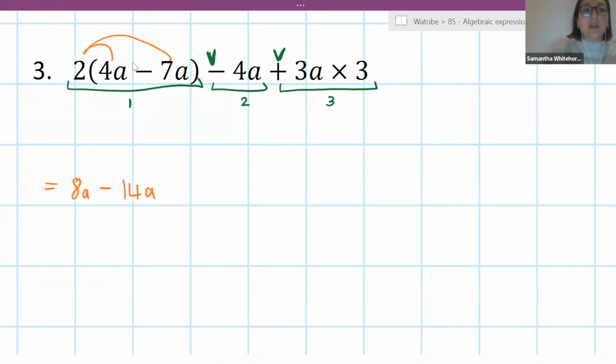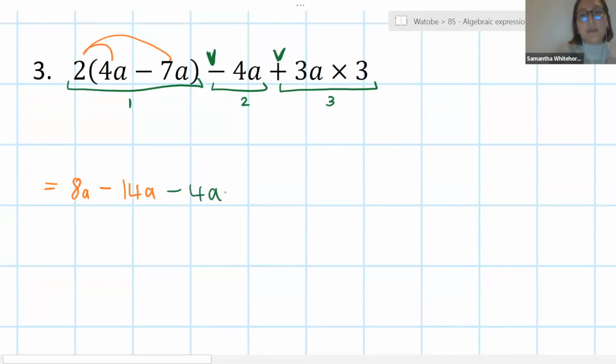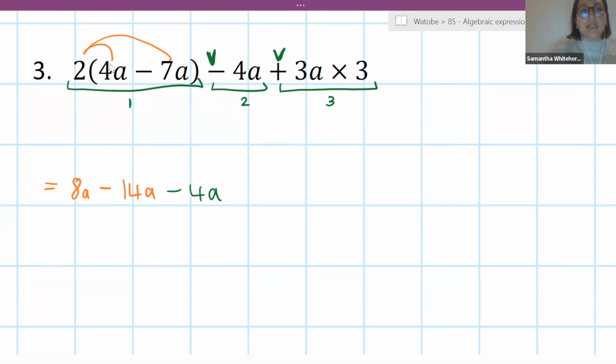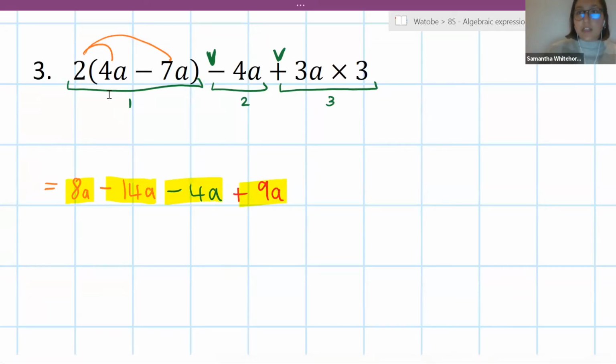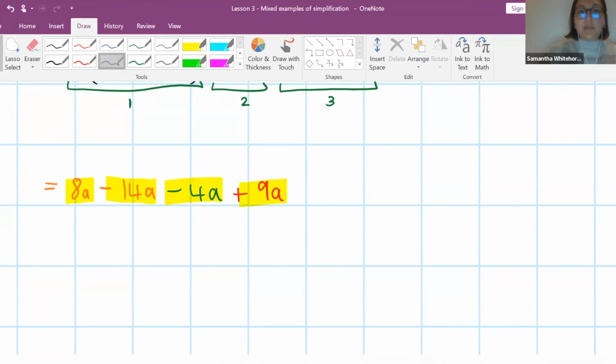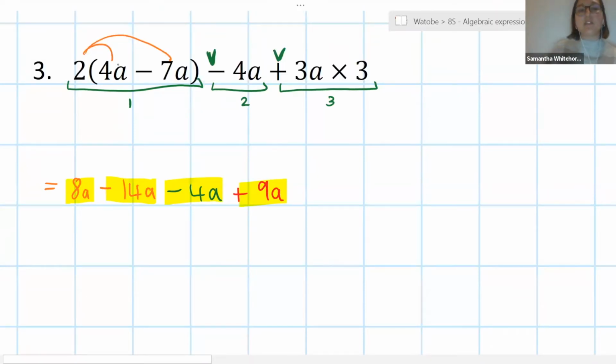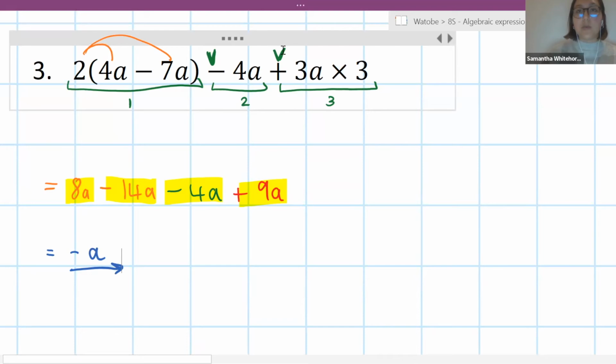The second term, we said we can't simplify because it's just -4a. But the third term, I've got 3a times 3. So 3a times 3 we know is +9a. And then all I need to do is add and subtract my like terms. So my like terms here are the a terms. Oh, they're all a terms. Getting ahead of myself. All of them are actually like terms with each other. So we can just add and subtract. So 8a minus 14a is -6a, -6a minus 4a is -10a, and then -10a plus 9a is just -a. So that should be your answer for question 3.